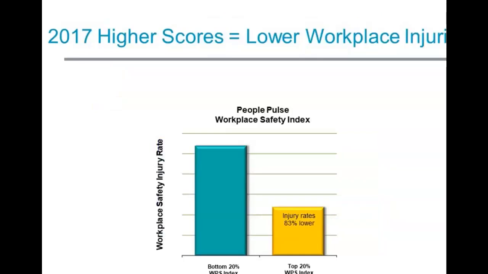Yet when Kaiser looks at these questions in comparison to their physical harm rates, if a unit scores well on those questions in the top 20th percentile, their injury rates are 83% lower than units that score very poorly. And so these psychological safety questions are at least correlated with physical harm rates. And so what Kaiser's doing is going to those units that are scoring poorly, the ones in blue there, and making interventions, because they know that those are the high-risk units for both psychological safety issues as well as physical safety issues.